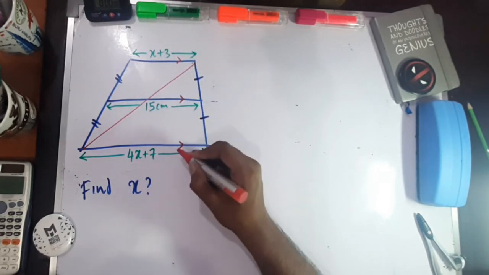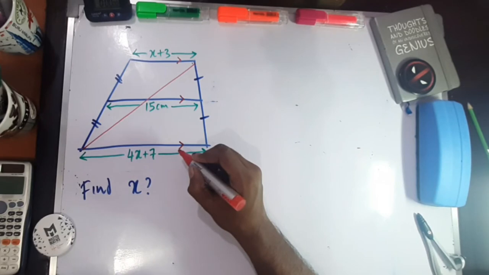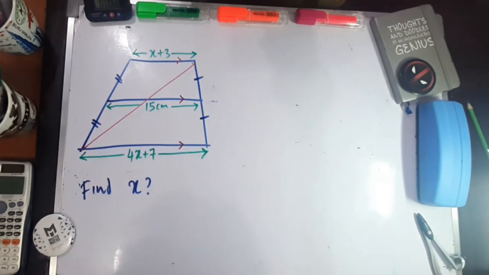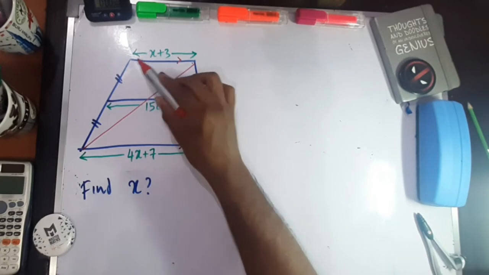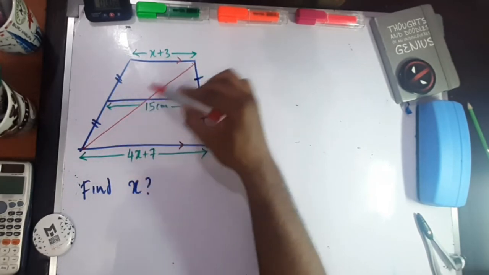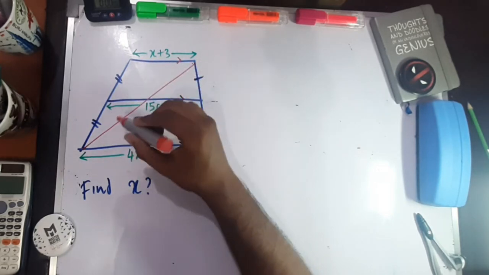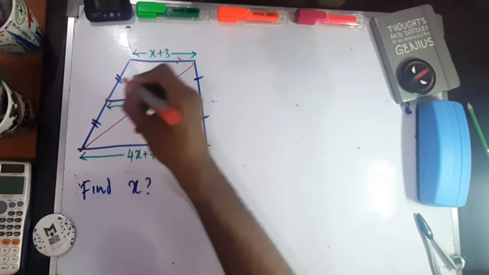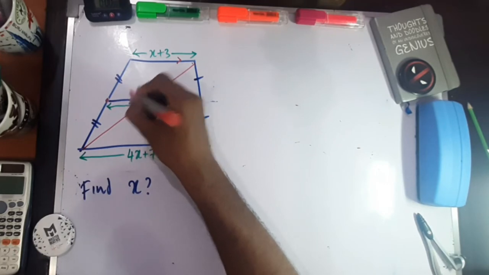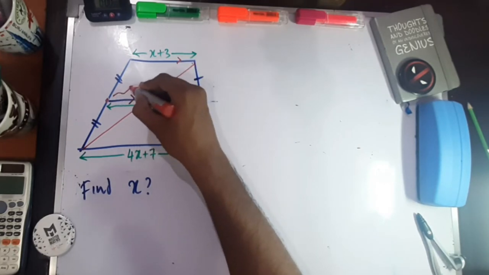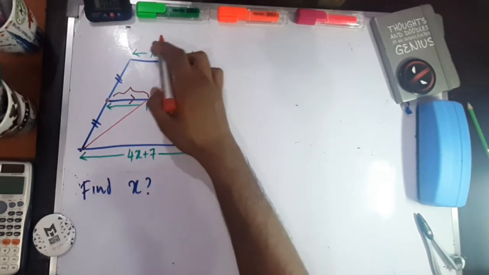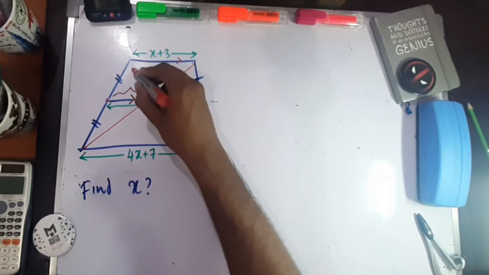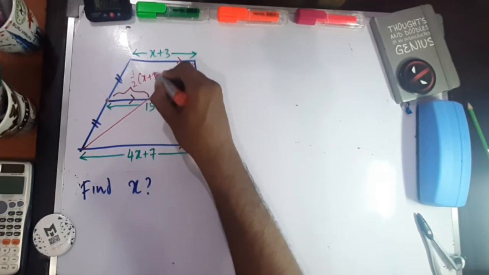In the question the lines were given as parallel. So how do you get the answer, children? First of all, you apply the midpoint theorem for this one, and actually not midpoint theorem, the converse of the midpoint theorem, because as you can see there is one midpoint here and there is also a parallel line. So what you can say is, this part of the line according to converse of midpoint theorem will be half of x plus 3. So this will be half of x plus 3.